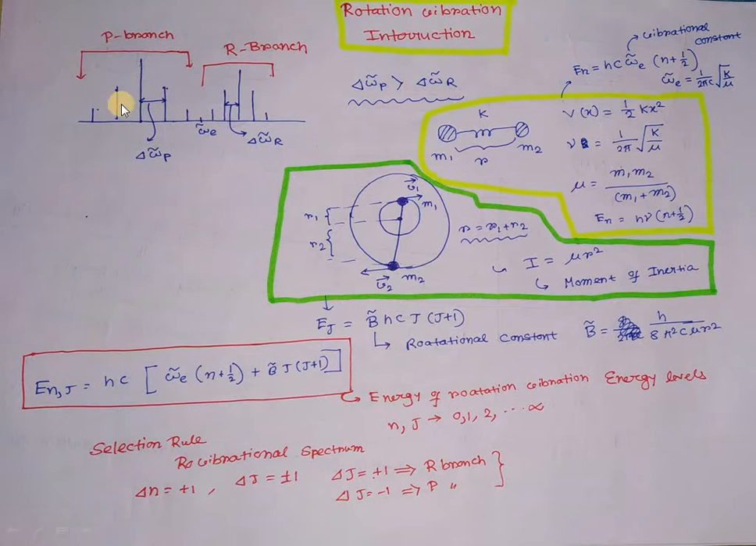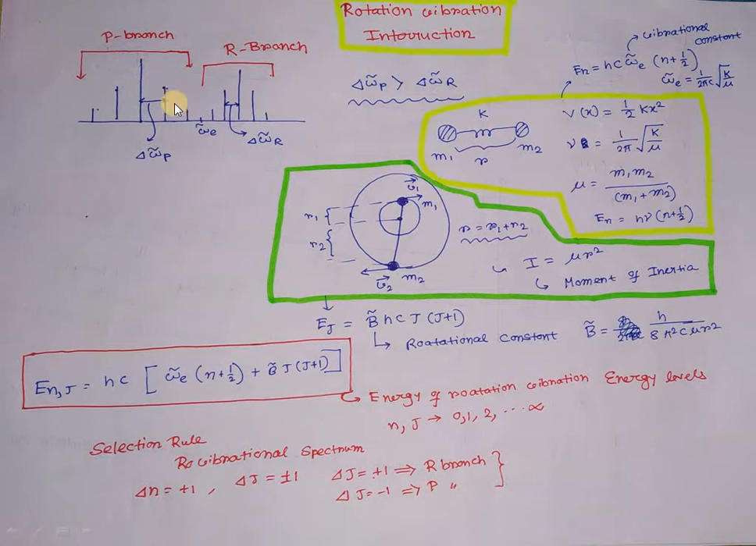Now this is the rotation vibration spectra that I have discussed in my previous lecture. So you can see that in the rotation vibration spectra there are two types of branch. One branch that is called R branch and another branch that is called the P branch.